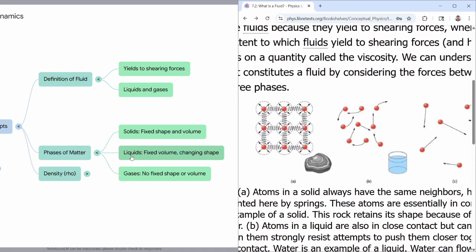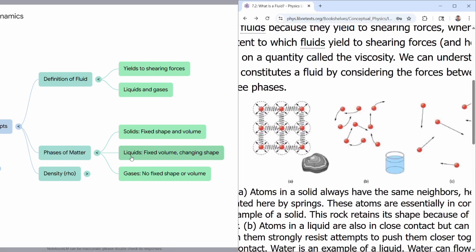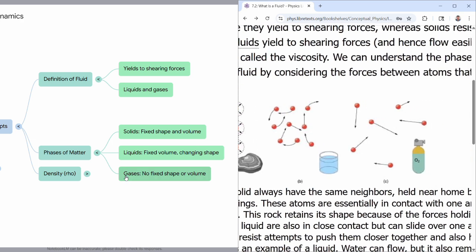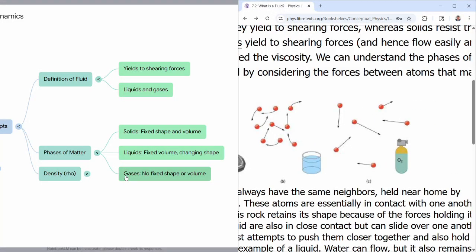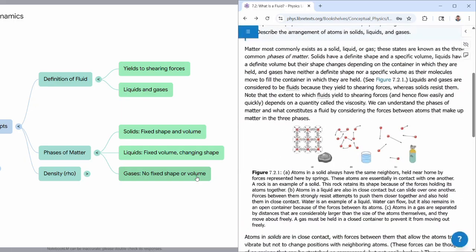And with the liquids, you can say that liquids have fixed volume, changing shape. Fixed volume as in liquids don't compress or expand all that easily. But if you put it in a container, it changes shape because it yields to shearing forces as a fluid. And gases keep neither fixed shape nor volume. Whatever container you put it in, that's the shape the gas will have, and the gas will expand to fill the volume of the container. And there are other more exotic phases like plasma.